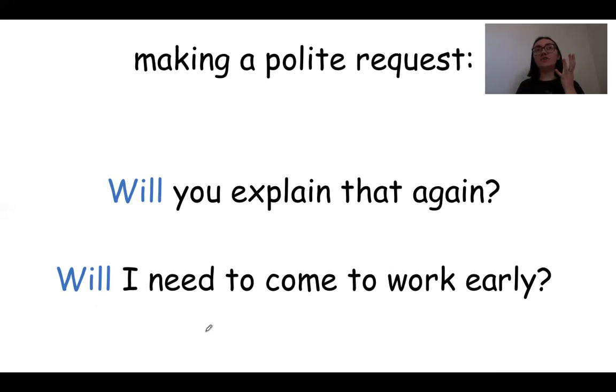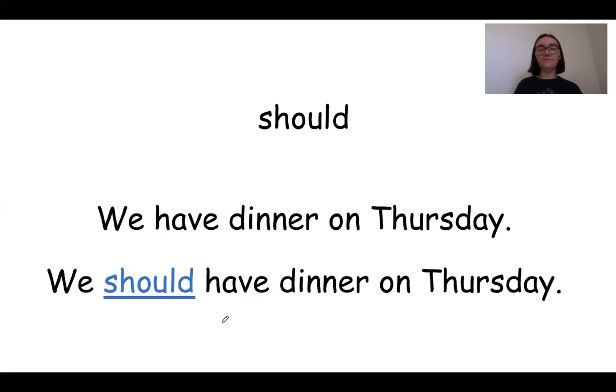Will I need to be here tomorrow? Will I need to come early for the meeting? It's just a polite way to ask the question. And all you have to do is start the question with "will" instead of "you will." Explain that again. You say, "Will you explain that again?" Or you could say, "I will need to come to work early." To make it a question: "Will I need to come to work early?"